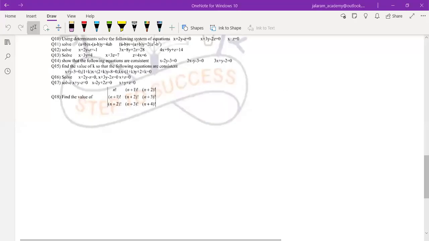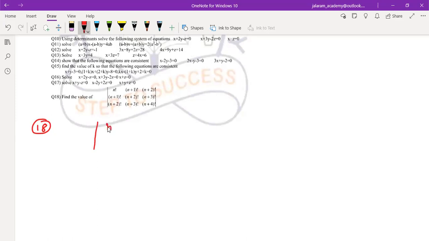Welcome back, students, again. Now we will discuss one more important question from the determinant. Question 18 from our sheet. Using the properties of determinant. It is the use of factorial.